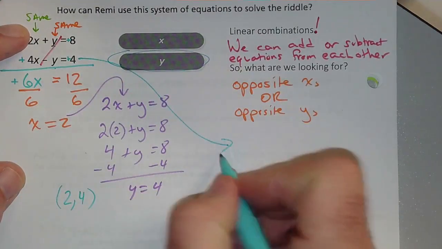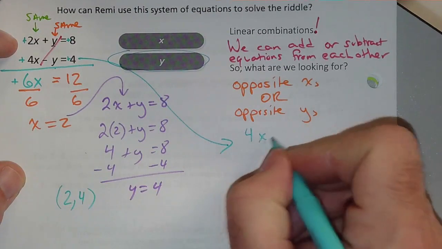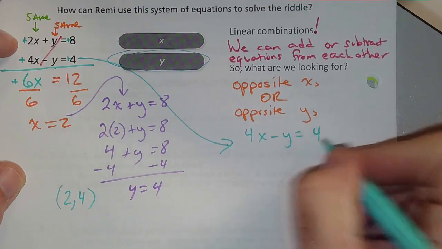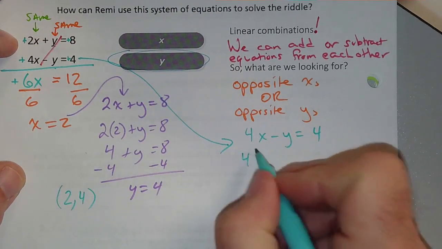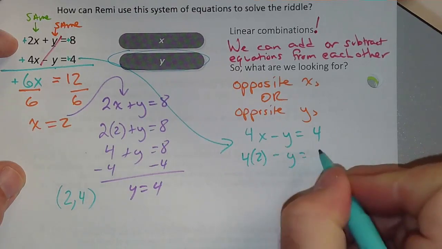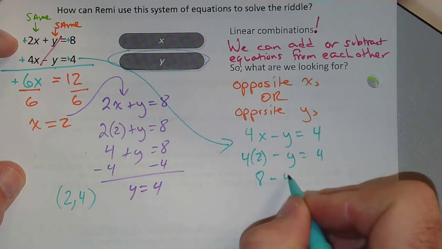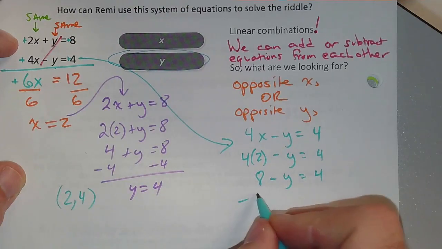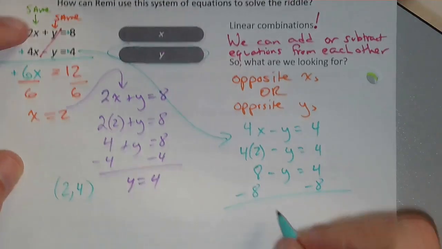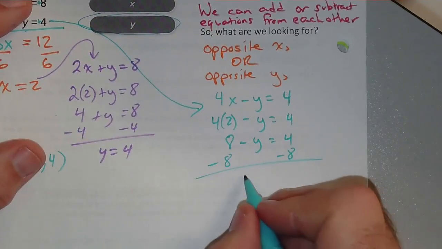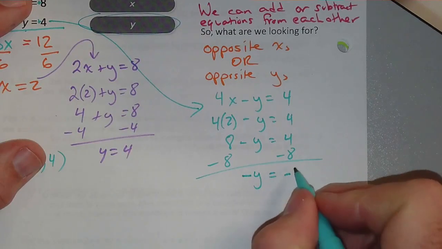Let's just bring this over here. What we should get is the exact same value, equals 4. So I'm going to put 2 in, minus y equals 4. 8 minus y equals 4. Subtract 8, subtract 8. Oh, we got to do a little twist here at the end. Negative y equals negative 4.